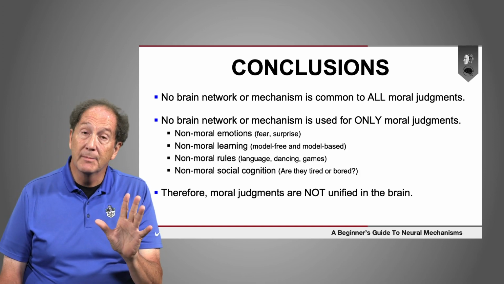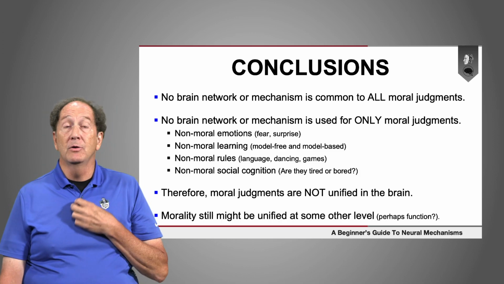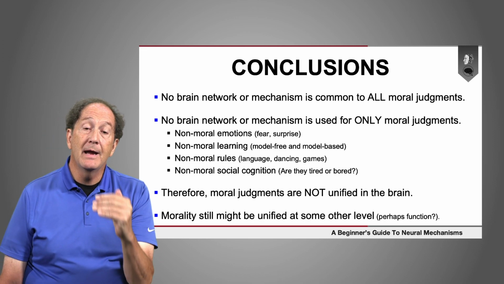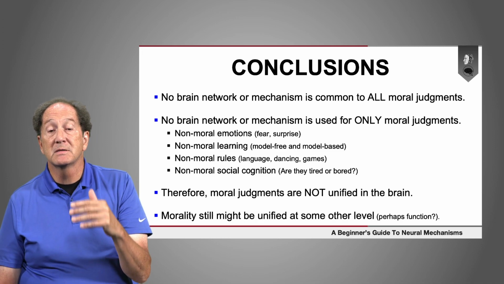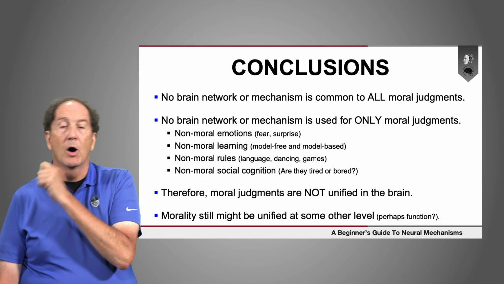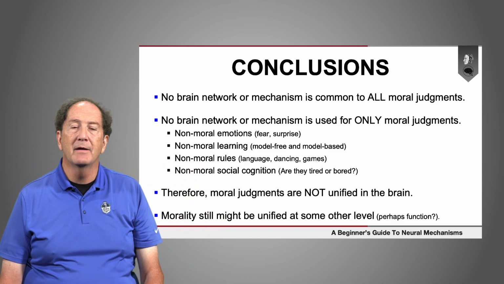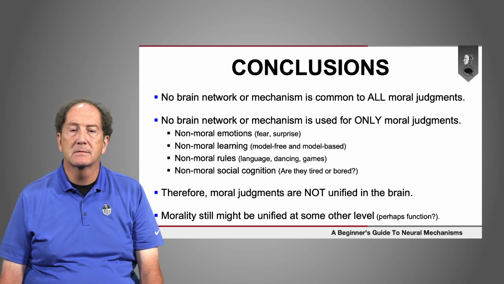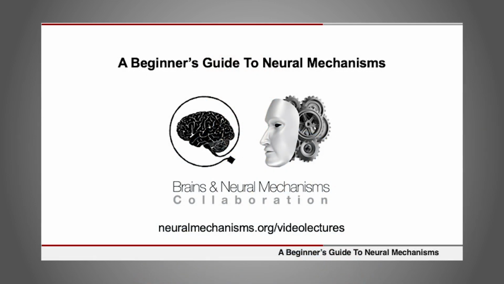Now, they still might be unified in some other way, such as by function. I happen to think they're not unified at any level, but this talk is about neural mechanisms, and so the main conclusion here is simply that moral judgments are not unified by some single mechanism that works for all moral judgments and only moral judgments. People have given up trying to find anything like that because the evidence just does not suggest any such mechanism. And that's the end of our second segment and the end of our discussion of the neuroscience of ethics. Next, we'll turn to the ethics of neuroscience.